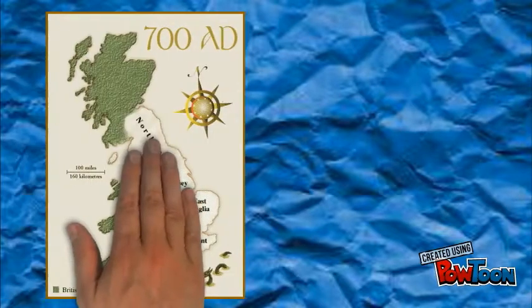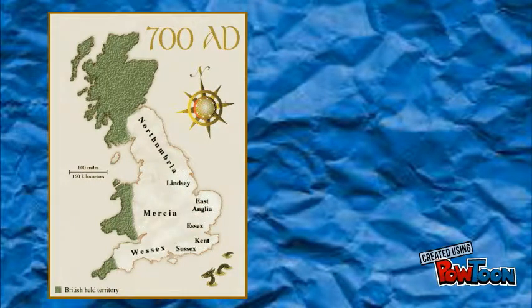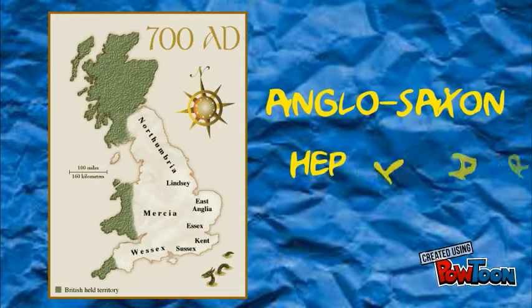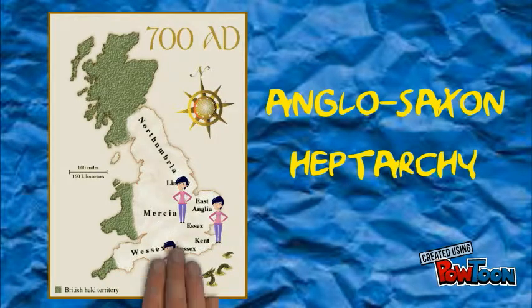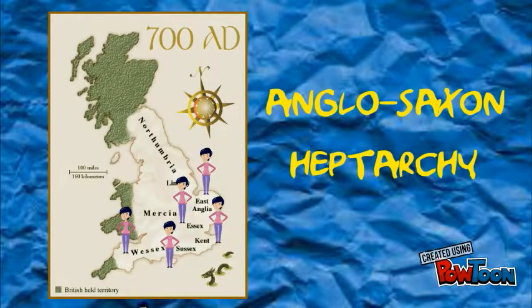The Germanic settlement comprised seven kingdoms, or what we call the Anglo-Saxon Heptarchy. We have Kent, Essex, Sussex, Wessex, East Anglia, Mercia, and Northumbria.